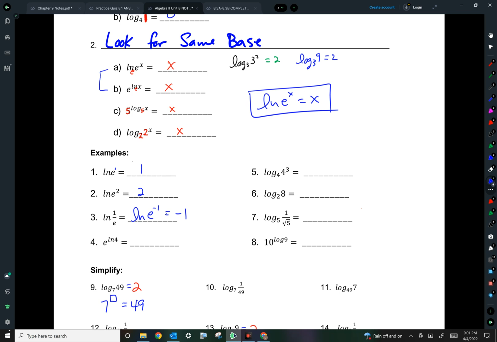Now, what if it's written this direction, like on number 4? What if the e is down here and the natural log is in the exponent? It doesn't matter. Anytime you see e and natural log right next to each other, it always equals the other number. Okay? So look at number 5. This is similar to letter C. I see a base of 4, another base of 4. Anytime you see the same number like that, you know the answer is always the other number.